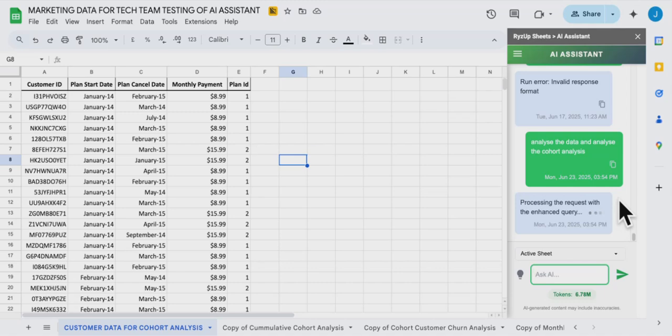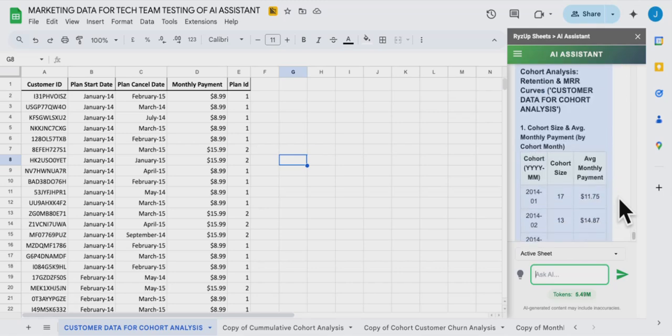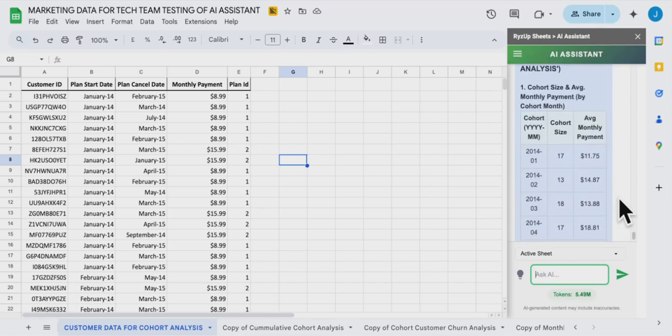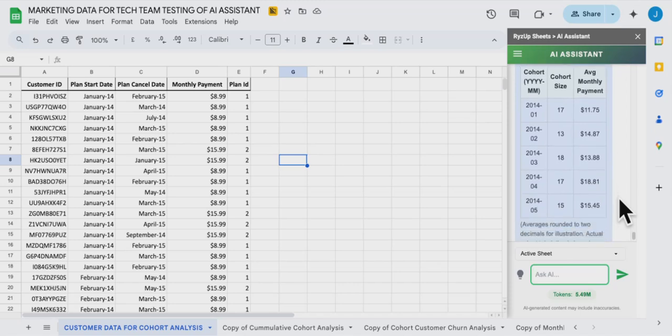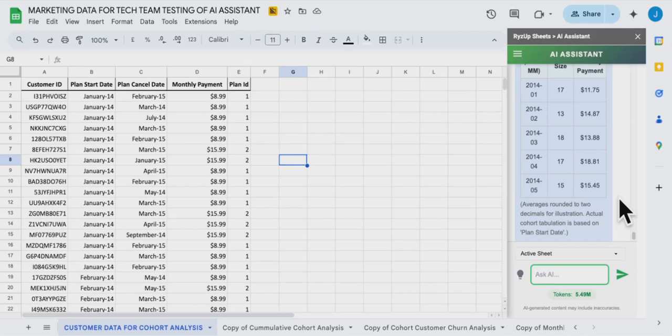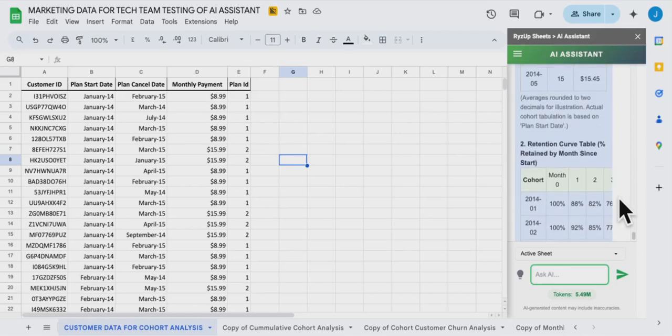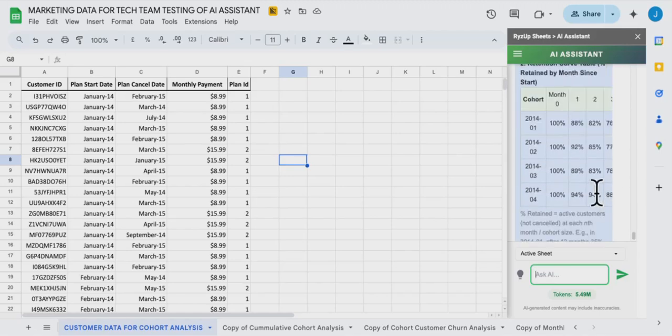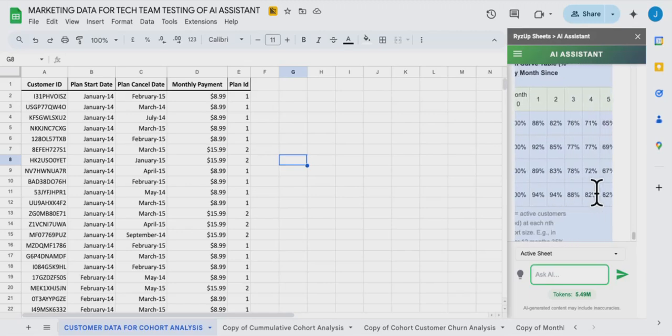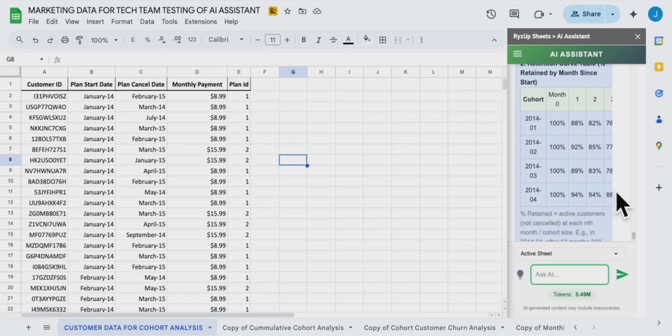It uses advanced prompt engineering and customization and training in the backend. It starts off by telling us cohort size and every month, average monthly payment by cohort month, starting from January to May. Then it goes on to the retention curve at month 0, month 1, month 2, and all the way up to month 12, for which the data has been provided.